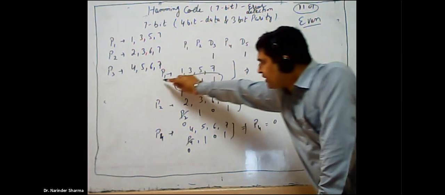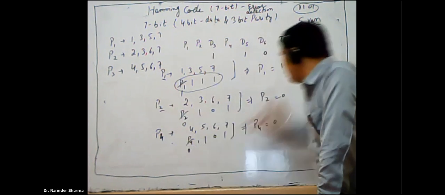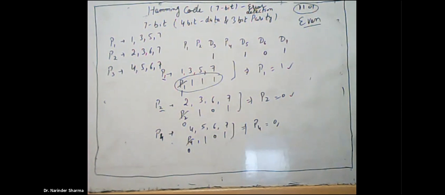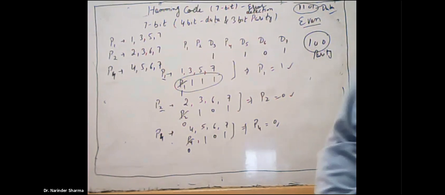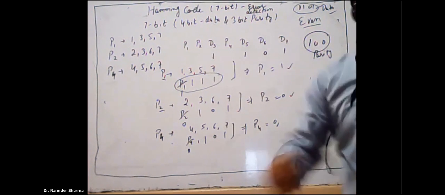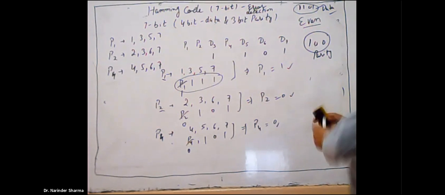Here we have computed the values of P1, P2, P4. P1 is 1, P2 is 0, P4 is 0. In this way, we can find out the parity of these values. So here you can see that we have done with the Hamming code 7-bit.